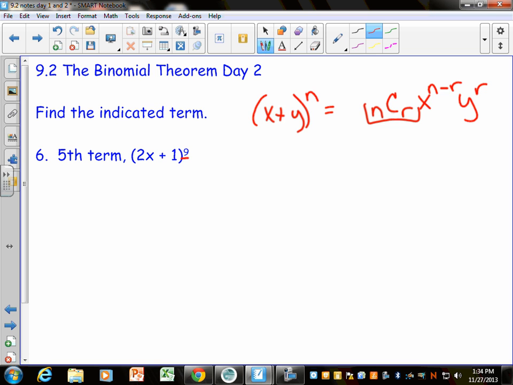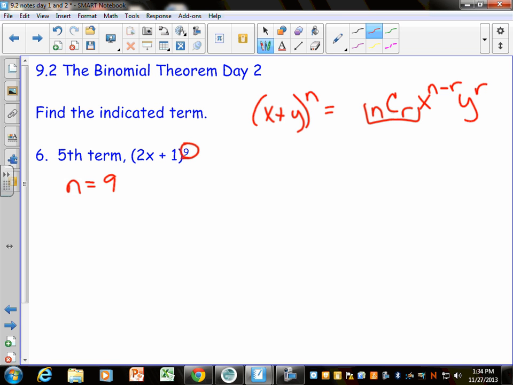The big question is, what is n and what is r? N is the easiest one. What is n in all these problems? The exponent here. So in this problem, n equals 9. And r is in lots of places, but r is the exponent on your y value.